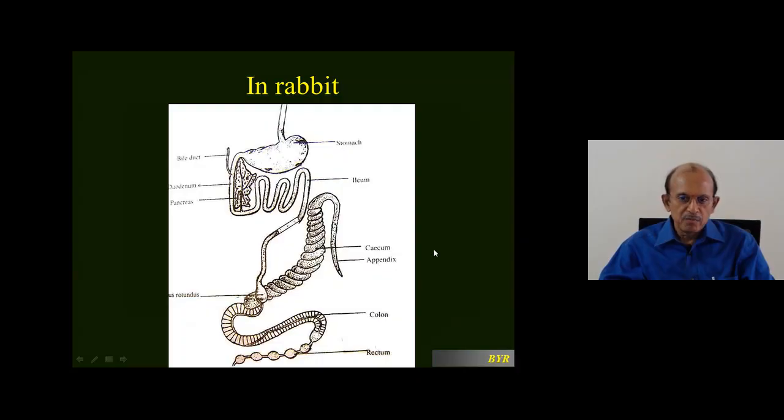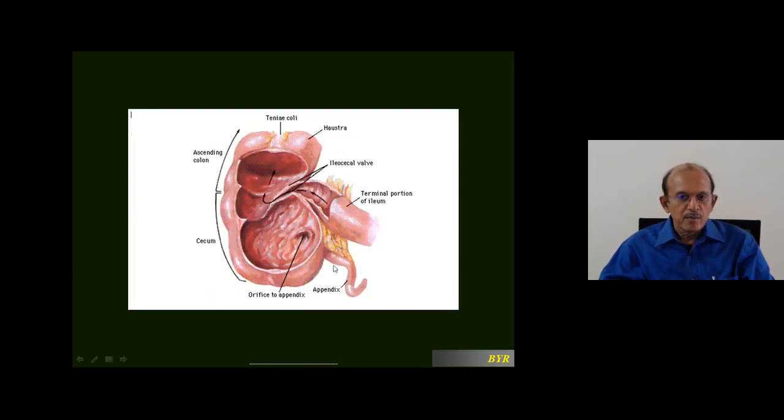The appendix is a tubular structure and it opens into the posterior wall of the cecum just below the ileocecal valve. This is the ileocecal valve, and below that it has the opening, called the appendicular orifice. It has a mesentery, and through the mesentery it gets its blood supply. The vessels are called the appendicular vessels. You can see here that the mesentery is there only for the proximal part of the appendix. The distal part of the appendix has no mesentery.